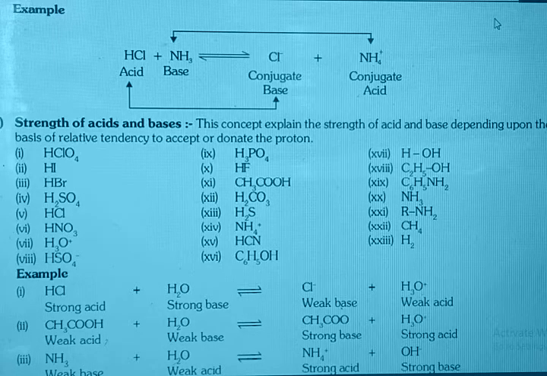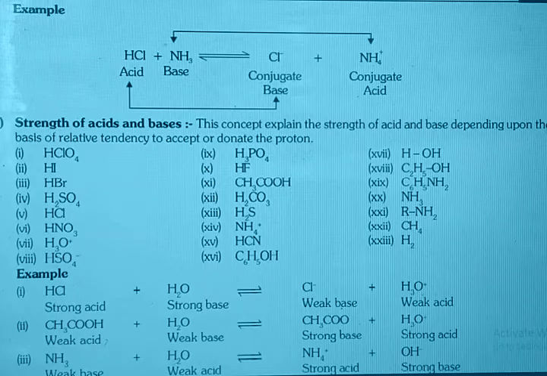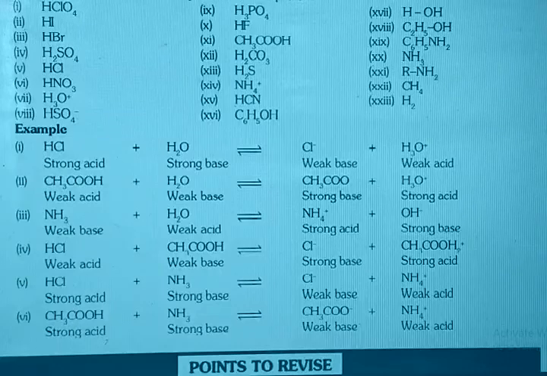Now the strength of acid and strength of base, according to the concept, depends on the basis of relative tendency to accept or donate the proton. Some examples are given, so that you can understand which have a tendency to accept or dissociate proton. So here you can see some of the examples: HCl plus H2O gives Cl minus and H3O plus, right?